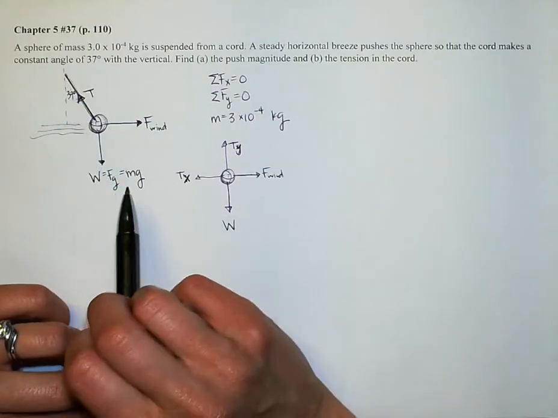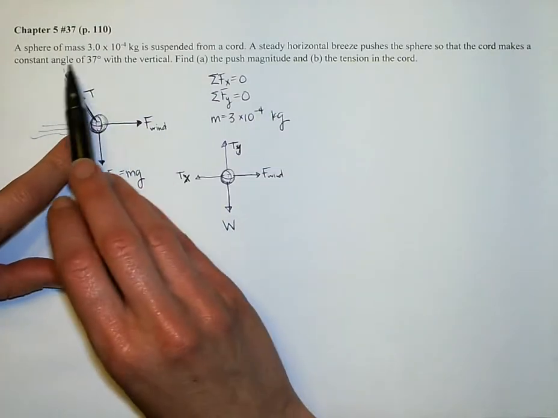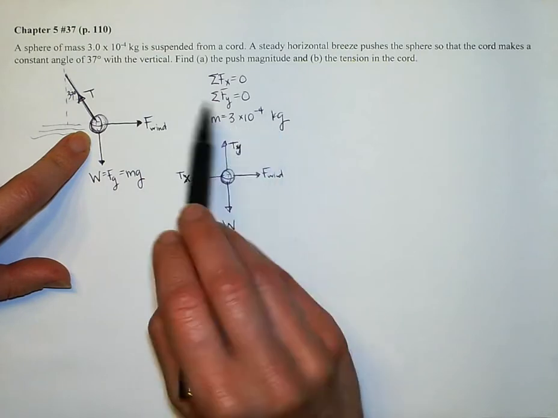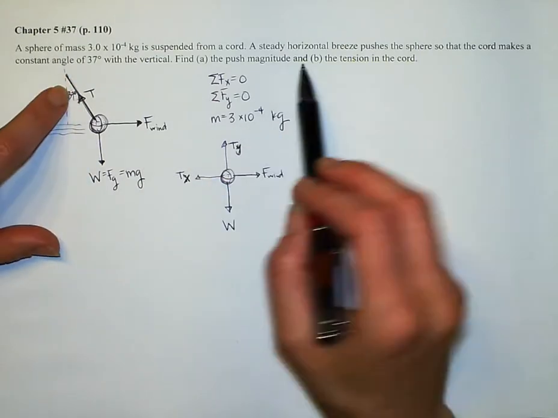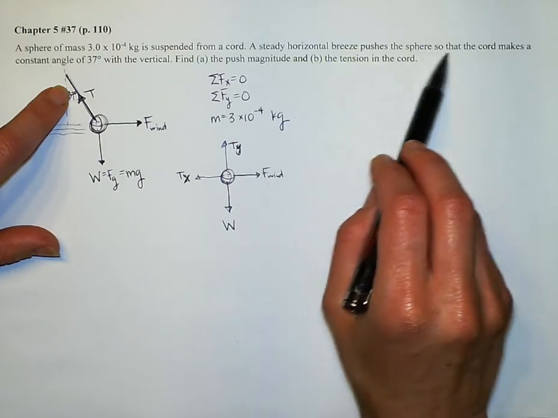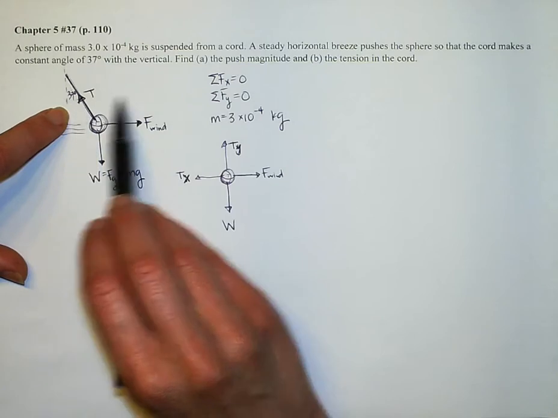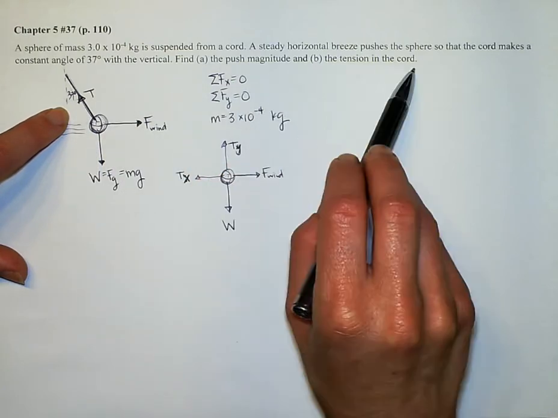This is problem number 37 from chapter 5, and in it we have a sphere of mass 3.0 times 10 to the negative fourth kilograms. It's suspended from a cord. A steady horizontal breeze pushes the sphere so that the cord makes a constant angle of 37 degrees with the vertical. We want to find the push magnitude and the tension in the cord.